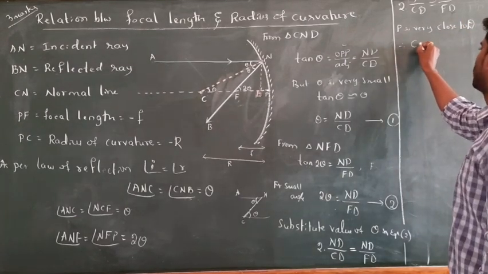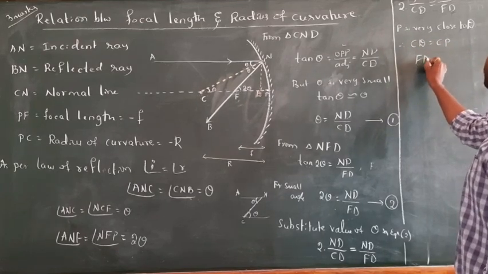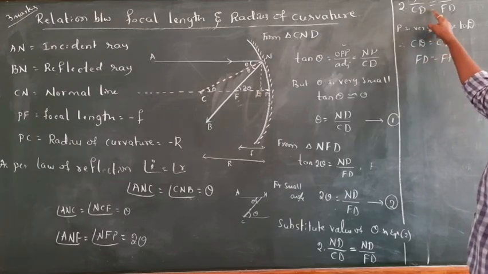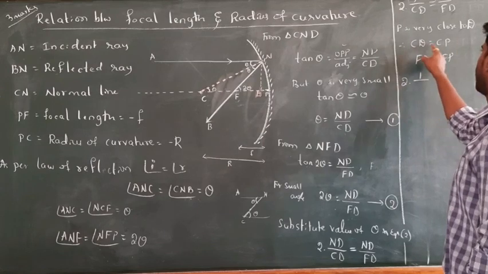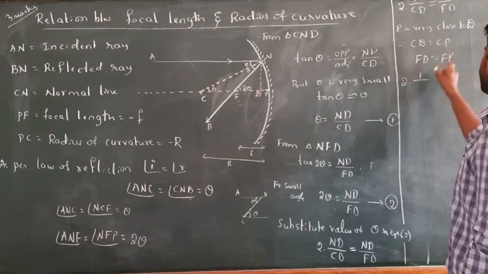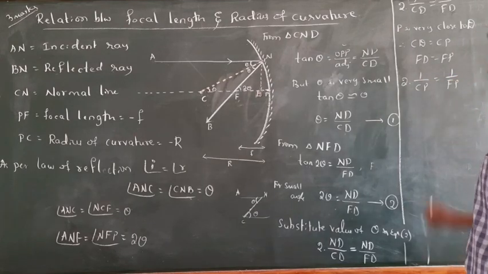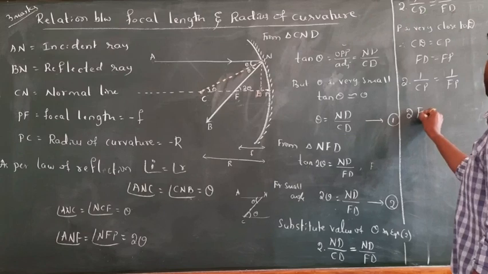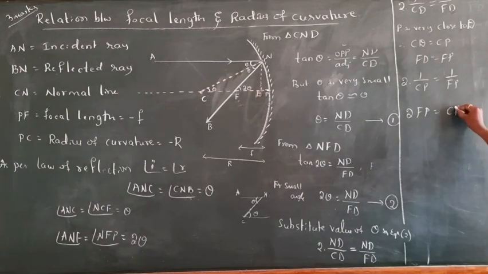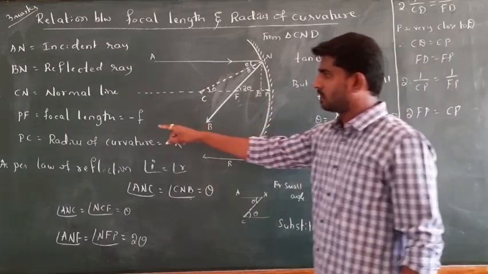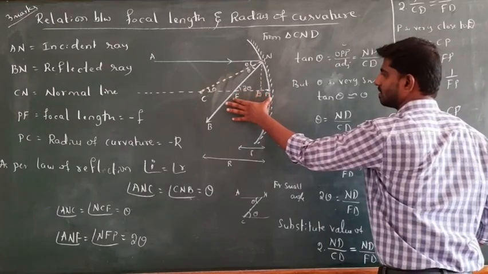Therefore, instead of writing CD, I can write CP. Instead of writing FD, I can write FP. CD replaced by CP, FD replaced by FP. So instead of CD, I will write CP, and this is 1 divided by FP. And the cross multiplication: 2 FP is equal to CP. And see this one: FP means focal length, F to P, this is focal length.